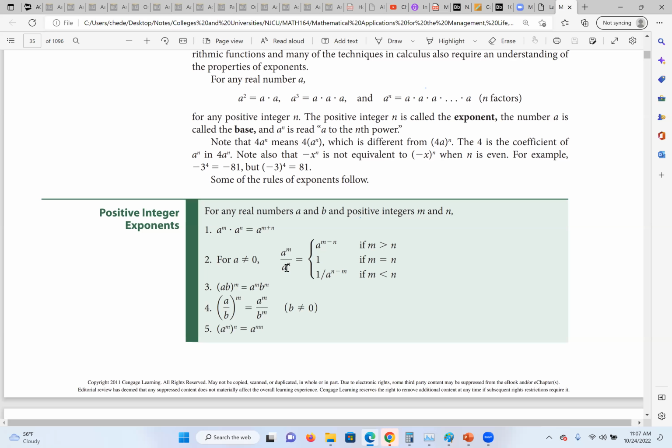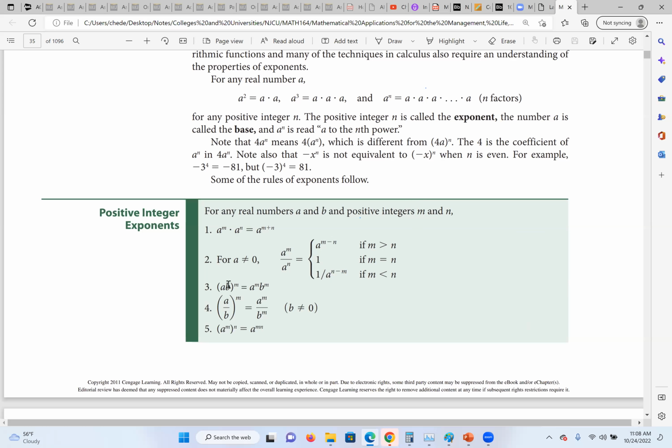Now, if m is the same as n, then we get 1 because 3 minus 3 is 0, a raised to the power 0, anything raised to the power 0 is 1. Now, if n is greater than m, then we're going to get a negative exponent. And we know if we have a negative exponent, to change it to positive, we find the reciprocal of the value. So if I have a raised to the power -5, it is the same as writing 1 over a to the power 5, positive 5.